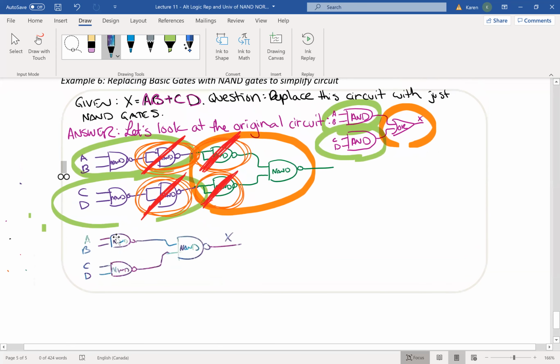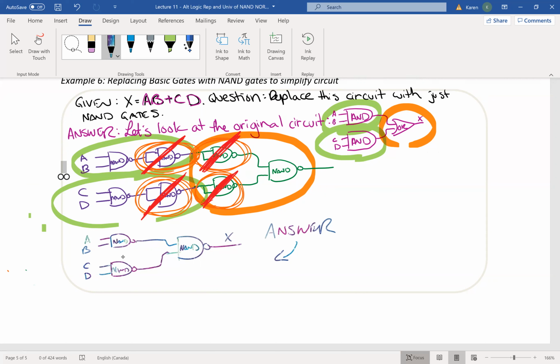So why did we do this? Does this make us happy? Well, I used to have 1, 2, 3 logic gates. Now I have 1, 2, 3 logic gates. So this is the answer. Great. Well, you're going to say, well, why on earth would you have wanted to go to that trouble? They look exactly the same.